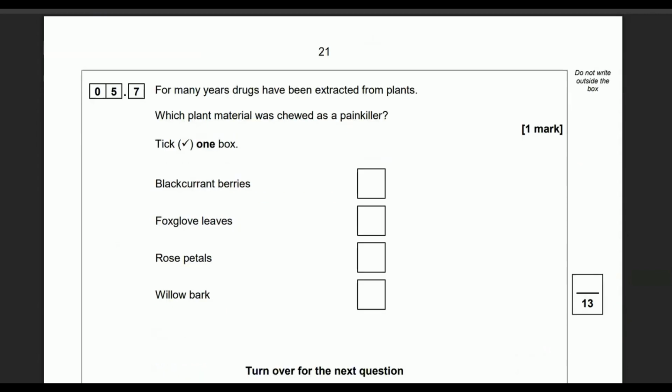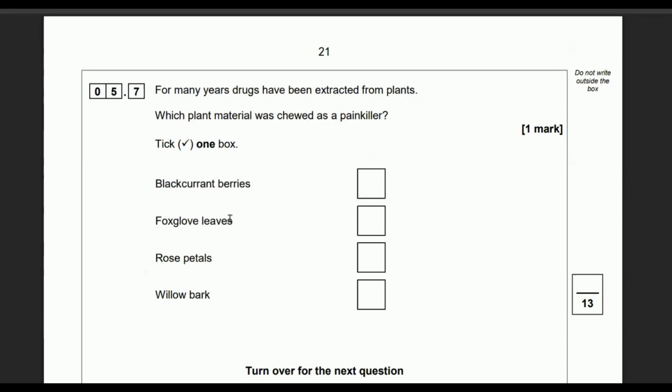For many years, drugs have been extracted from plants. Which plant was chewed as a painkiller? Tick one box, one mark. Okay, blackcurrant berries, no. Foxglove leaves, no. Now, foxglove, you do need to know. So if you don't know, make a note of it, put it on a revision card.